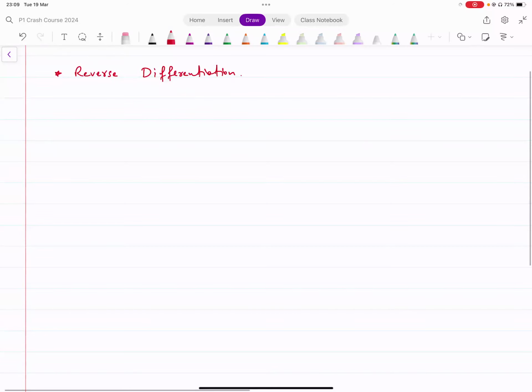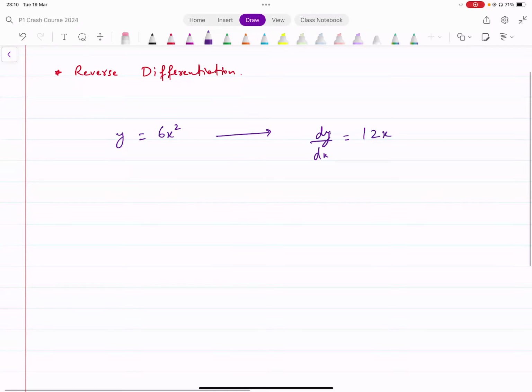Now, what does that mean? Let's say you have y equals 6x squared. How would you differentiate this? What would we used to do for this? We would say 6 remains as it is, multiply by the power, 6 into 2, that's 12. And the result turns out to be 12x, right? That's how we differentiate functions.